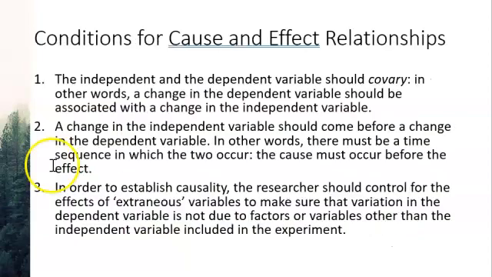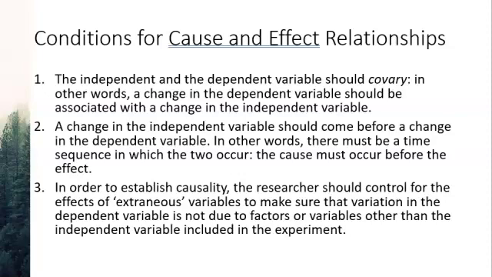We're also going to talk about some conditions for cause and effect relationships related to the independent and dependent variable. First, the independent and dependent variable should always covary. That means that a change in the dependent variable should be associated with a change in the independent variable. Let's go back to our temperature and cost to heat a home example. These covary because in general, we can say that as temperature decreases in the winter in Canada, let's say, it's going to cost more to heat your home. That's what covarying means. There's this change in one that causes a change in the other.